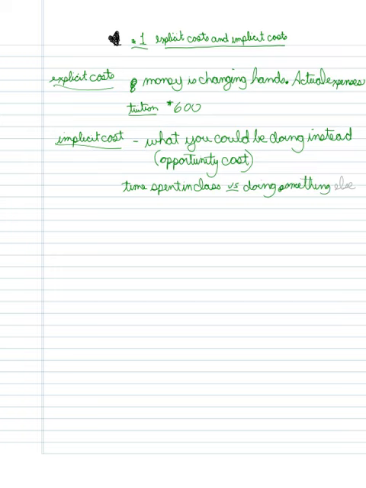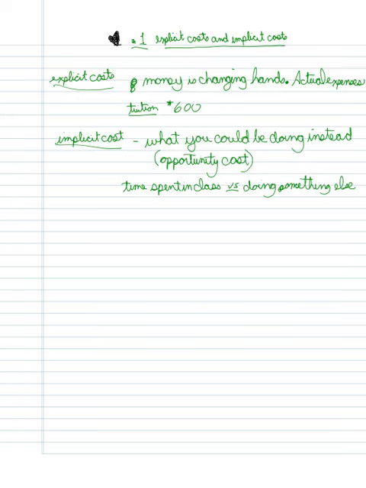Not just your time, but basically, you can only do one thing at a time. So by attending class, you can't do something else. Being in college, you can't work those extra hours, right? Even if you're working and going to school at the same time, you're still not going to be able to work as many hours. So those are your implicit costs, your opportunity costs.